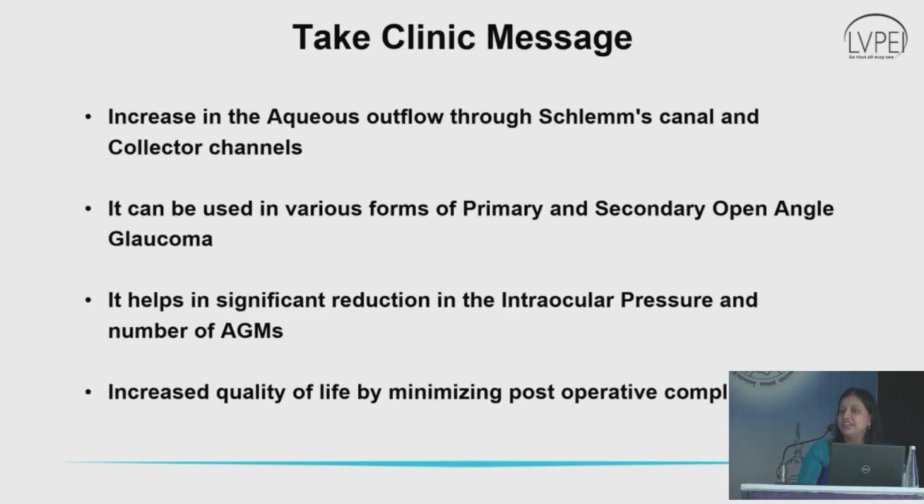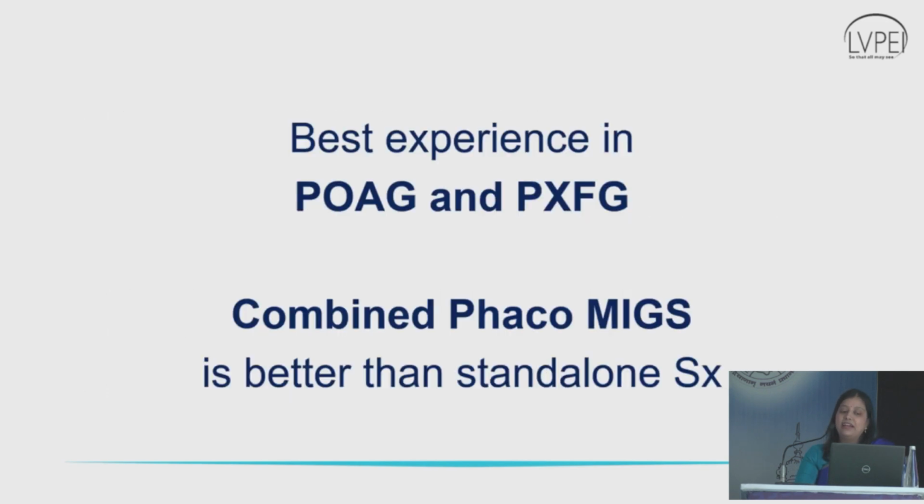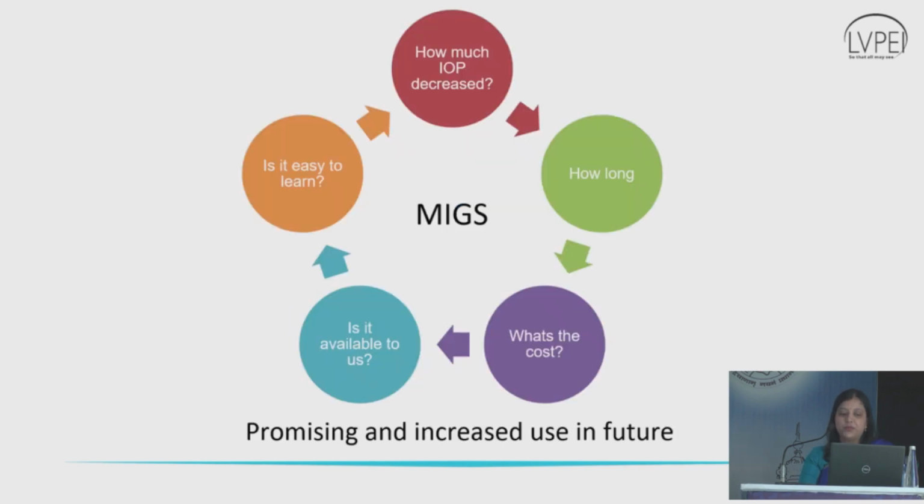Trabectome increases the trabecular meshwork outflow, decreases the resistance, and is basically used in open-angle glaucomas. And the best experience we have had is with POAG, PXFG, especially when we combine with phaco. So it has a definite promising role in the present as well as in the future. Thank you.